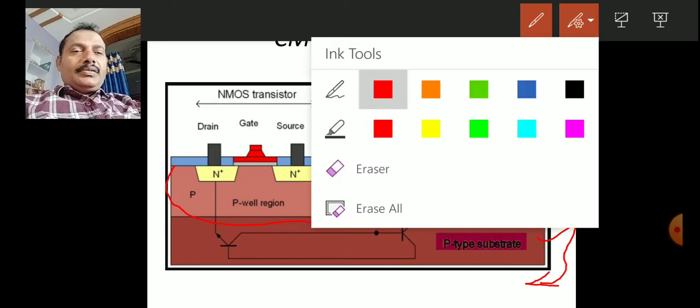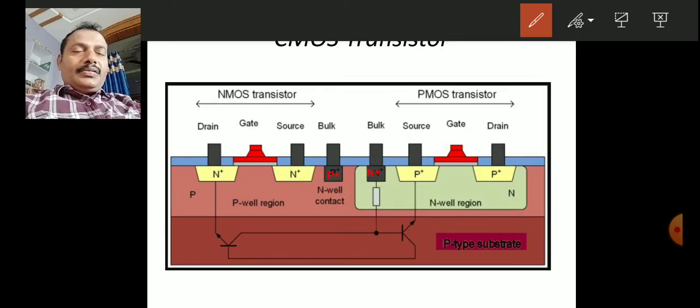After that, in the p-well region, once again an n-well region is formed like this. This is the n-well region, this is the n-well region. And then in the p-well region, highly doped n-type regions, n plus regions, are formed like this. These are the n plus regions, two n plus regions formed in the p-well region.